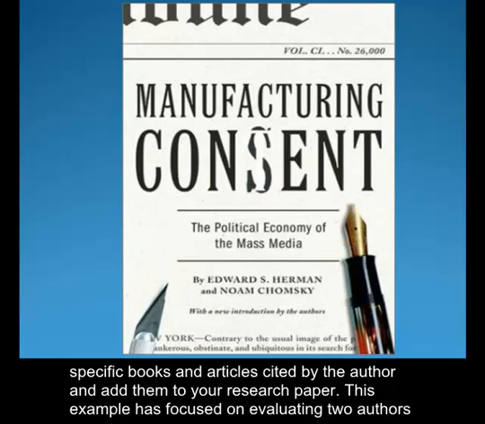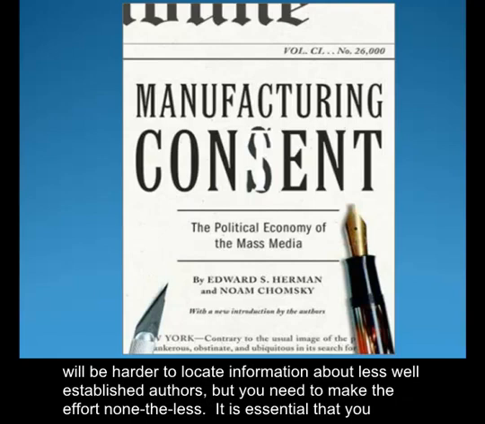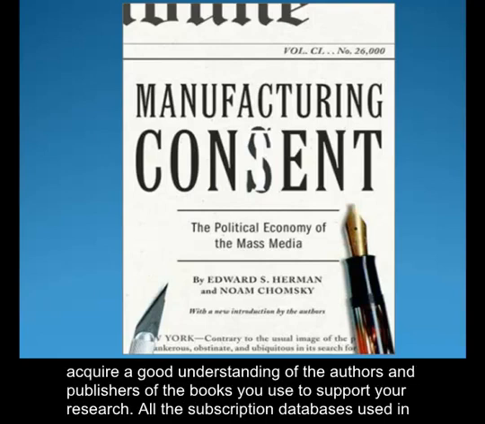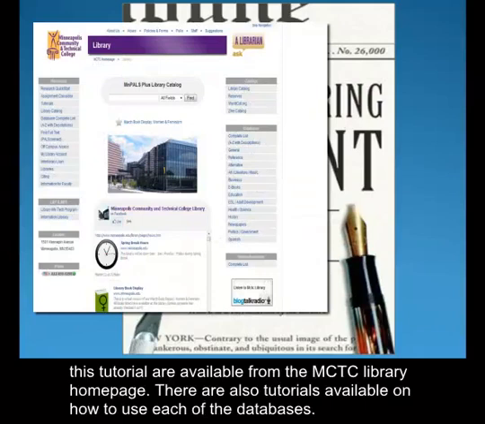This example is focused on evaluating two authors writing in the area of media studies. The evaluation process presented here can be applied to authors of books in any field of study. It will be harder to locate information about less well-established authors, but you need to make the effort nonetheless. It is essential that you acquire a good understanding of the authors and publishers of the books you use to support your research. All the subscription databases used in this tutorial are available from the MCTC Library homepage.